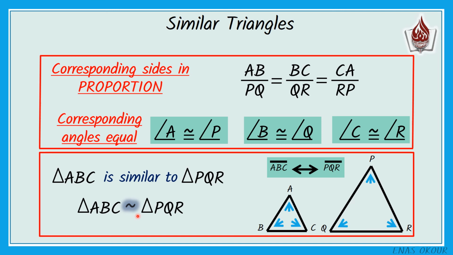Actually, it also works the other way around. If we were given either of these conditions, we can say that the triangles are similar. Remember, either of the conditions. So, if we were told that all pairs of the corresponding sides are in proportion, we can be sure that the two triangles are similar. Or even if we were told that the corresponding angles are equal, we can be sure that the triangles are similar.